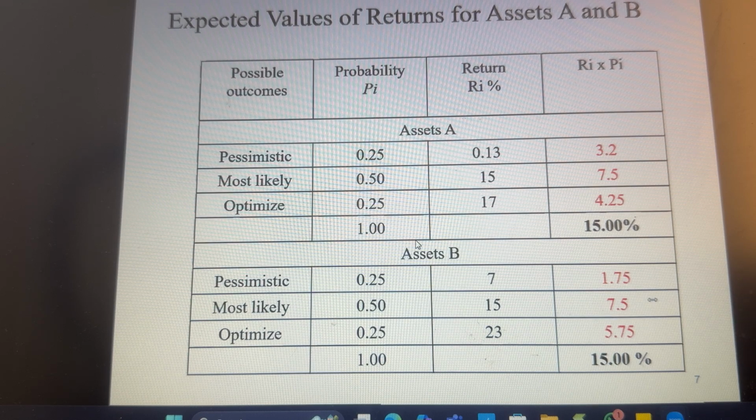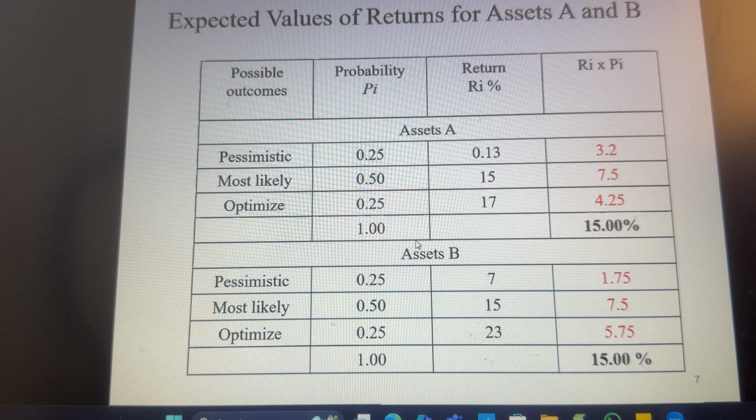Example. According to this example, there are two assets, asset A and asset B. We predict based on economic situations. Companies normally look at the possible future, how economic conditions will be, and what the expectation is. So here we grouped them into basically three possible scenarios: pessimistic, most likely, and optimistic.